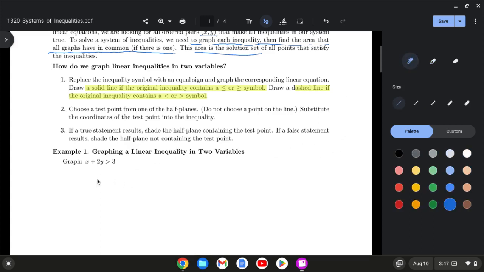So here we are graphing the inequality x plus 2y greater than 3. The first thing I want to point out is that we have a strictly greater than sign. That tells me that we are going to be drawing a dashed line.